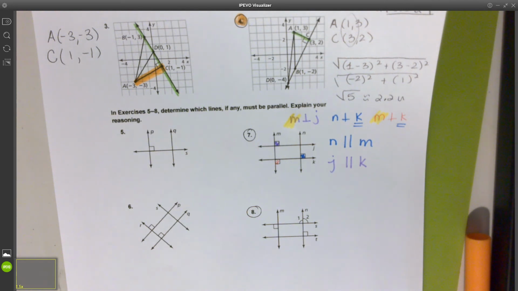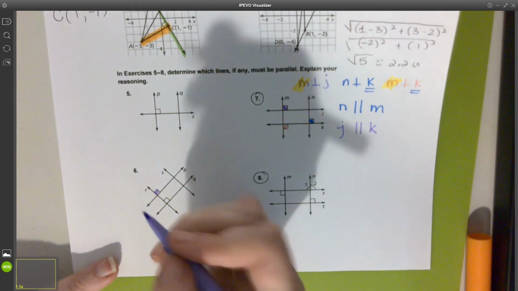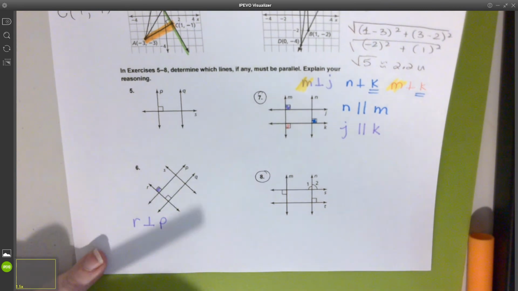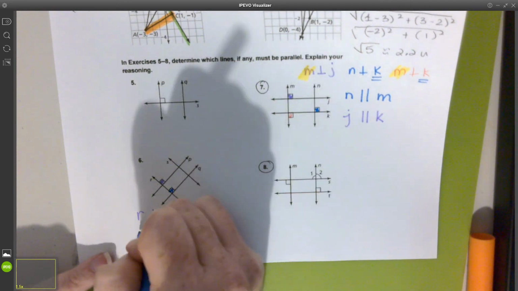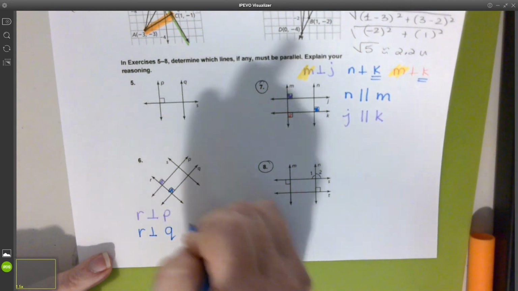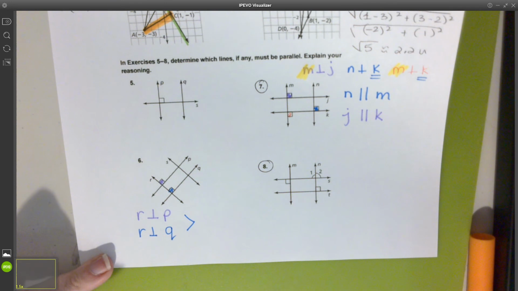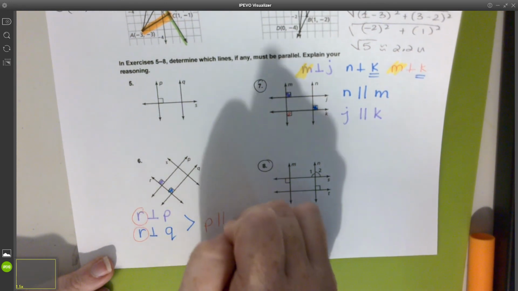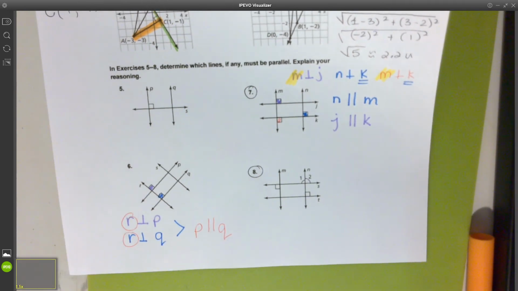All right, so in number 6, I could see that these two are perpendicular with that right angle. So R is perpendicular to P, and this one is R is perpendicular to Q. So what would that give me? You can see we have R in common, so I could say P is perpendicular to Q. All right, now number 8 is a little bit more work, and we're going to do that one together.